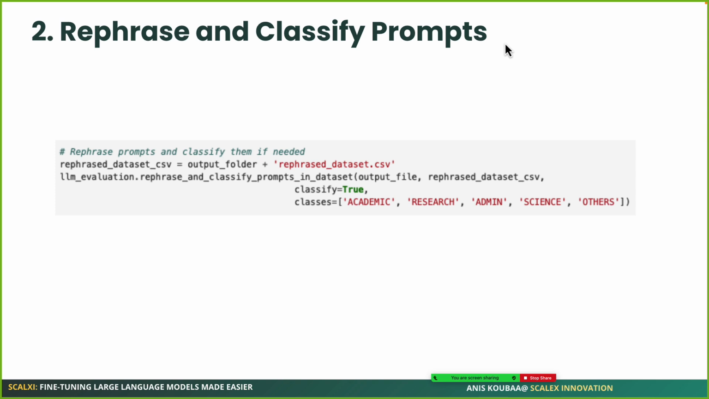Why do we classify? Imagine that you do fine-tuning for different types of questions, and later on you want to know, for example, I did this for my university, and I wanted to see, is the model good at responding to academic questions, research questions, admin questions? It's possible to classify your questions using this method, and you need to make classify equal to true. In this case, for every rephrased data set, it will understand which class is going to be the closest.